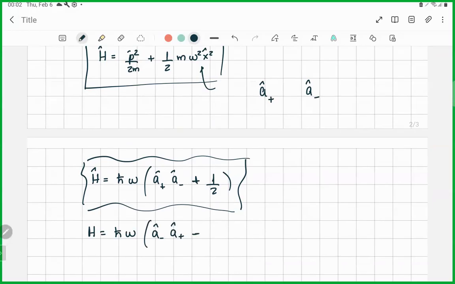Exactly the same thing, minus sign, careful. The order of the operators does matter. Okay, but these three things that you see here, they're all the same, the Hamiltonian of the quantum harmonic oscillator.